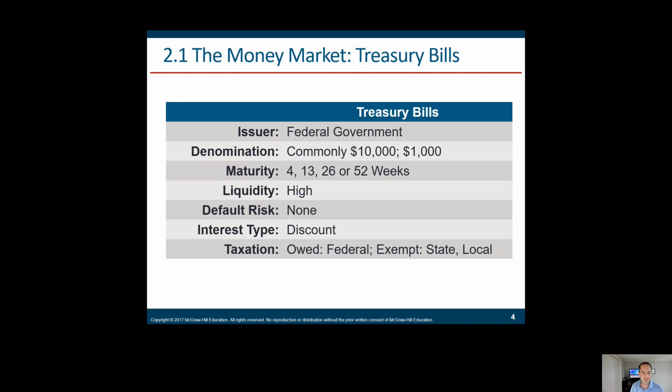People like treasury bills because they're very liquid. There's no default risk, and it's sold at a discount. So the interest doesn't come, if you're getting about 2% interest, it's because you're buying it at 98 and then getting 100 for it at maturity, not investing 100 and getting 102. So it sells at a discount.